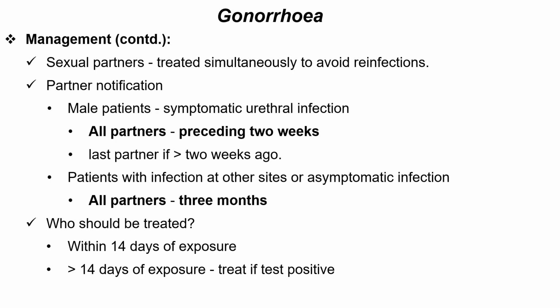Partner notification is extremely important, and in male patients with symptomatic urethral infection, all partners in the last 2 weeks are to be notified. And if the last partner is more than 2 weeks ago, then she should be notified as well. Patients with infection at other sites or asymptomatic infection, in these cases, all the partners in the last 3 months should be notified.